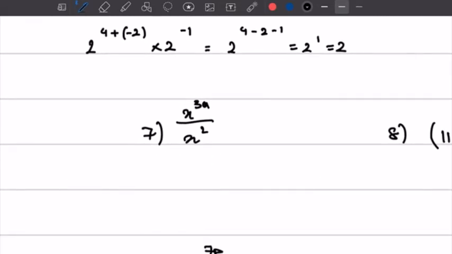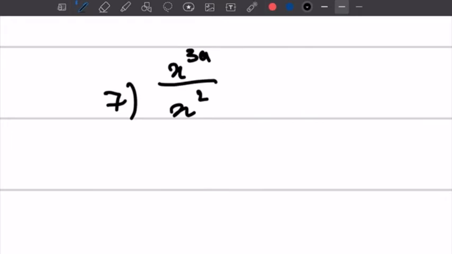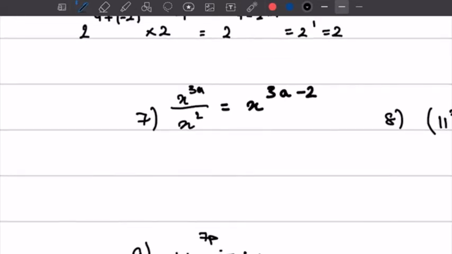Next is x to the power of 3a divided by x to the power of 2. Again, you're using the same law. You get x to the power of 3a minus 2. There's not much you can do after this. 3a is just a number minus 2. This is all you do.